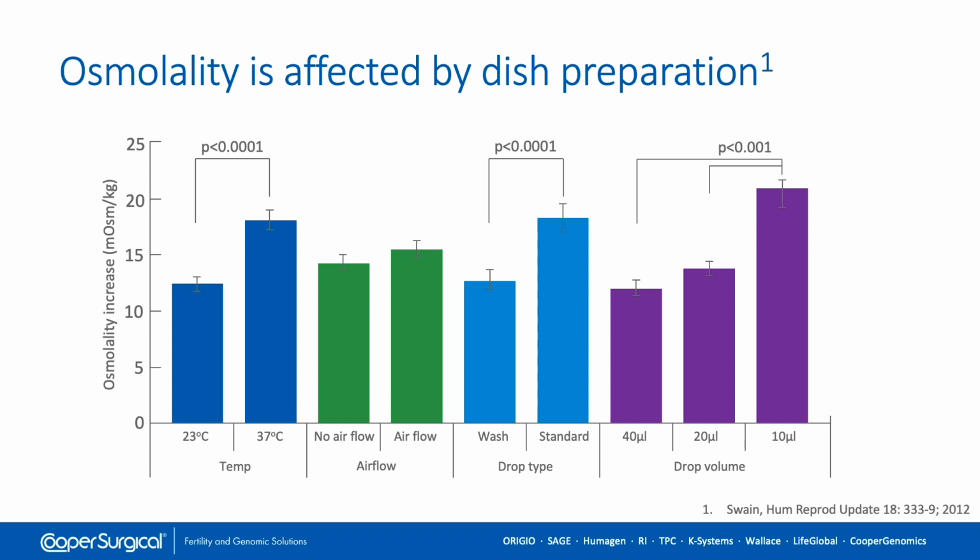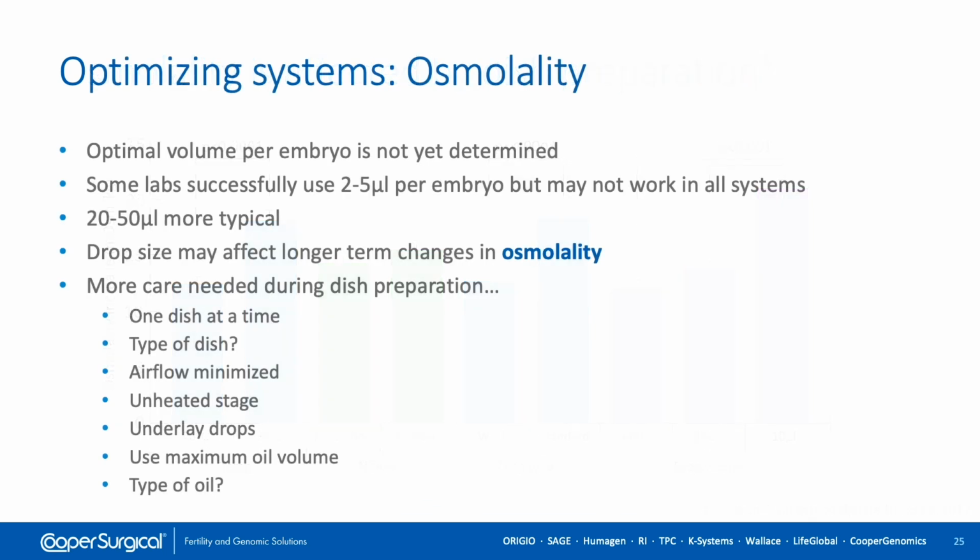Labs generally are moving to smaller and smaller drops, and the smaller the drop becomes, the more risk there is of evaporation as they're being made. So generally 30 to 50 microliters is recommended for embryo culture, and this gives all the benefits without many of the risks. So in terms of osmolality, we need to create an environment that gives the embryos the chance to develop.